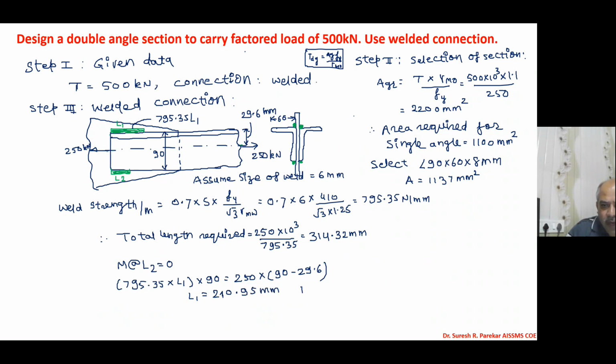So we will provide L1 as 215 millimeter, or you can take 220 millimeter, and therefore L2 is equal to, we have total length required 314.32 minus 215, so 314.32 minus 215 is 99.32 and provide as 100. Provide L2 100 millimeter.